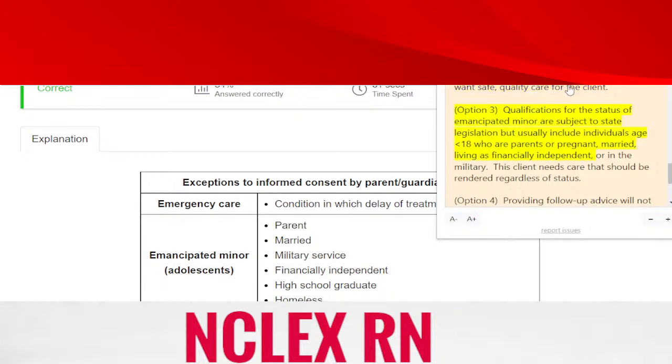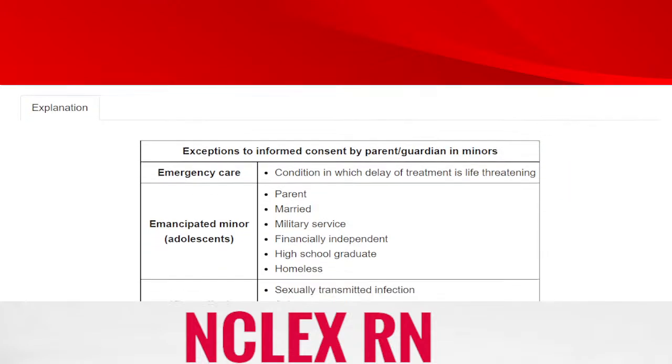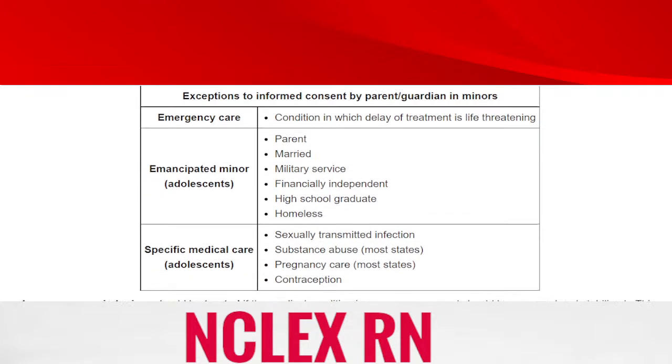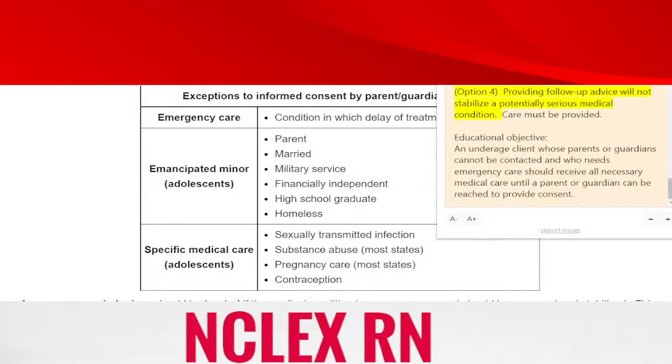Option 3. Qualifications for the status of emancipated minor are subject to state legislation but usually include individuals aged less than 18 who are parents or pregnant, married, living as financially independent, or in the military. This client needs care that should be rendered regardless of status. Option 4. Providing follow-up advice will not stabilize a potentially serious medical condition. Care must be provided.